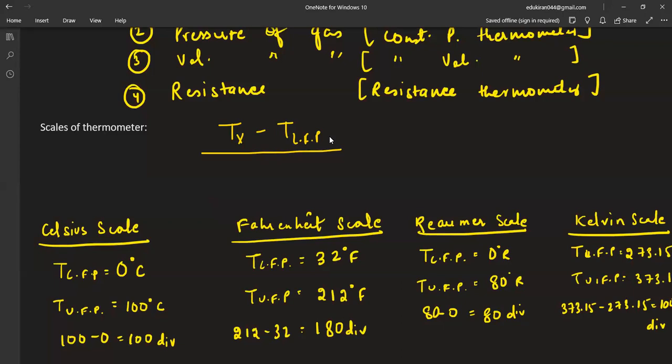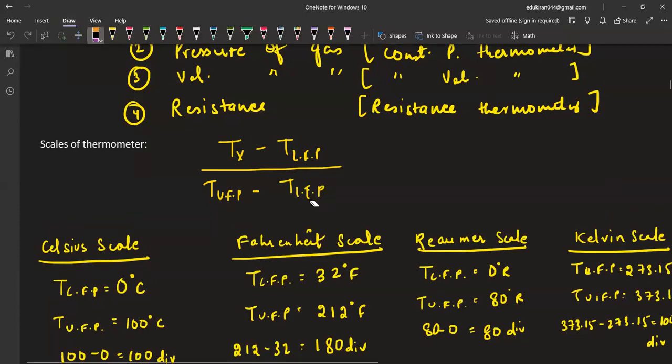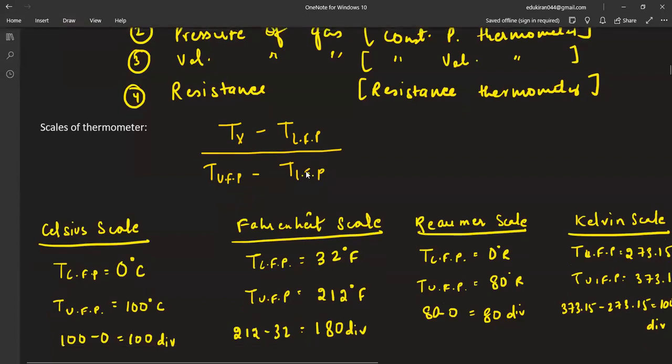A scale has an initial point and a final point, from which the scale starts and ends. Correct? This is the lower fixed point. Every scale will have one upper fixed point and one lower fixed point. Then you have upper fixed point minus lower fixed point. This is constant.